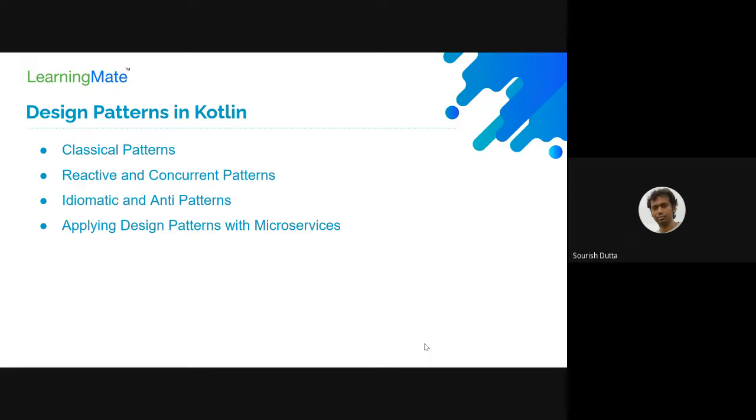Today we're going to look into the classical patterns: our creational patterns that we have previously looked into, and also our structural patterns. In the next session we're going to look into reactive or concurrent patterns. How can we use Kotlin's support for coroutines to create those reactive and concurrent patterns? Then we're going to look into what anti-patterns are, and also how we can use design patterns with microservices. That is for today's objective.